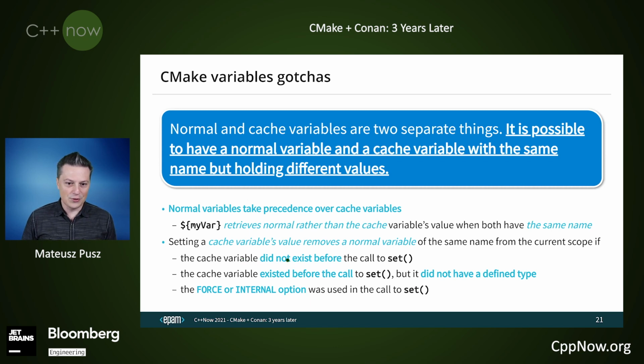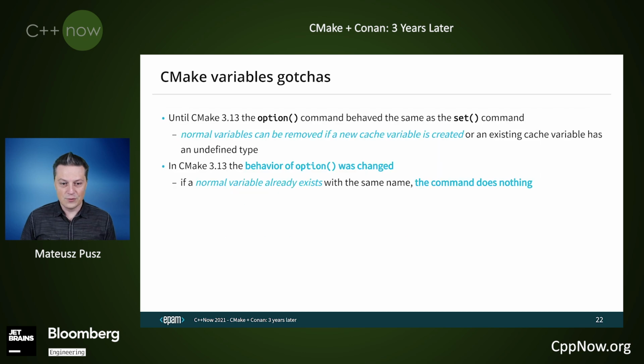So if the cache variable didn't exist, then this one will be the best one. Or it existed before but had a so-called undefined type, because a cache variable can have an undefined type if you do not specify one, or if you use the FORCE or INTERNAL option when setting this cache variable. And as you've seen, in CMake 3.13 the behavior of option changed. Before, it would behave the same as set, but starting from CMake 3.13, if a normal variable already exists, the option will not be set at all. The command does nothing.